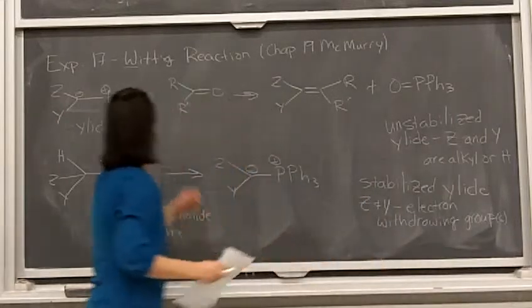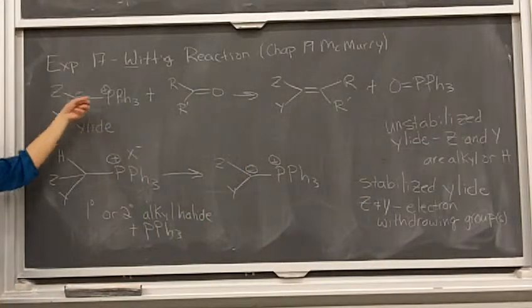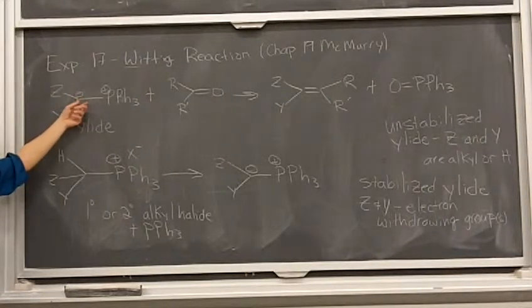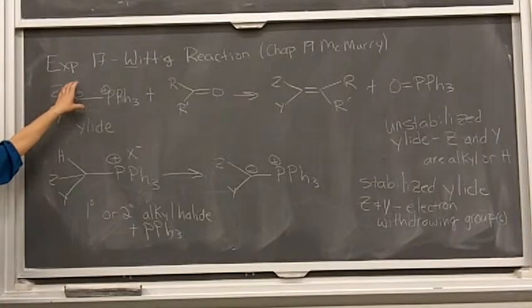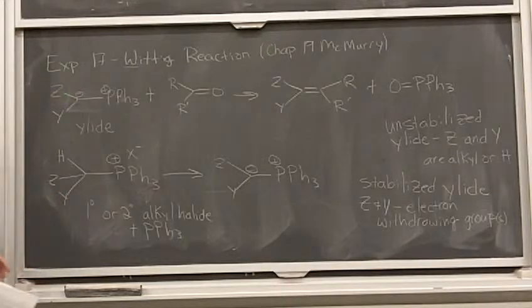So think about the positive charge is always going to be towards the phosphorus. The negative charge is going to be on the carbon adjacent to the phosphorus. So if you've got an electron withdrawing group, that's going to help stabilize that negative charge and help make it more stable. Okay? And so then you can form the ylid. It'll stick around. It won't decompose on you. You can make it, and if it's like a solid, isolate the solid, use it later, things like that.